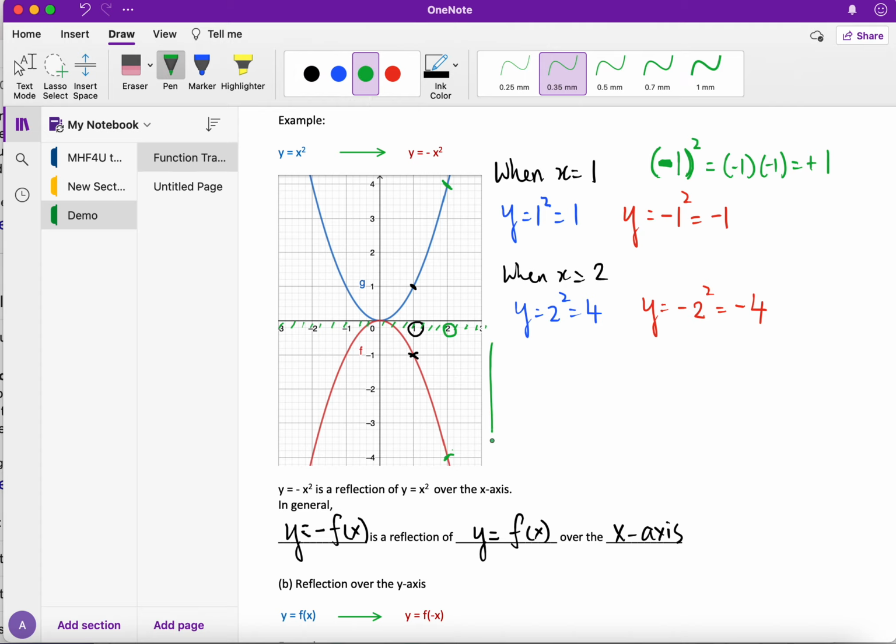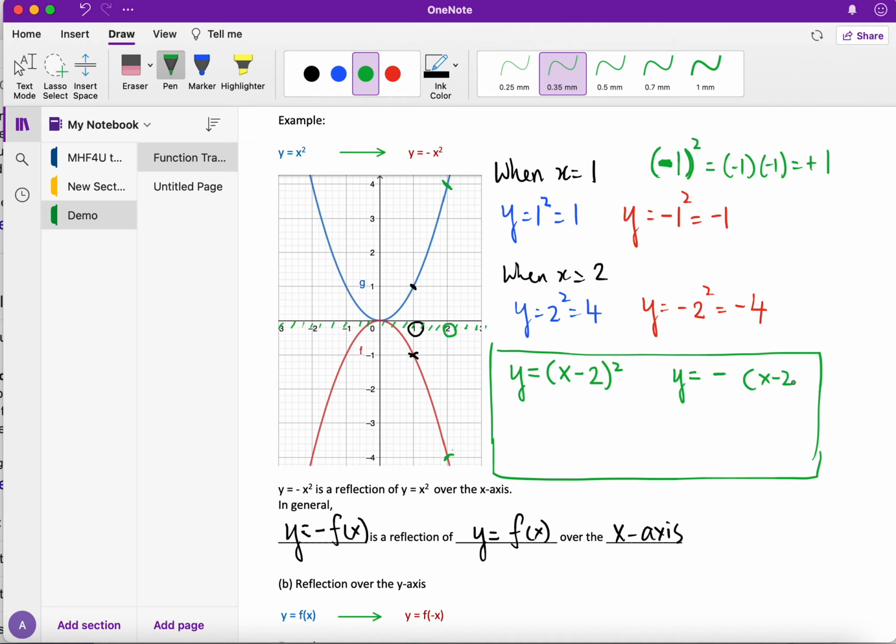Let's say we have the original function y equals (x minus 2) squared. For the function y equals negative (x minus 2) squared, we say that it is a reflection of the original one over the x-axis, because you can see that this part of both functions is the same, but they just differ by this negative sign.